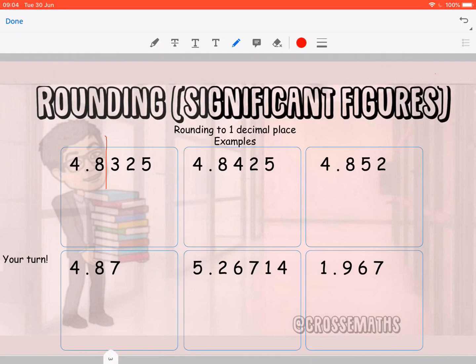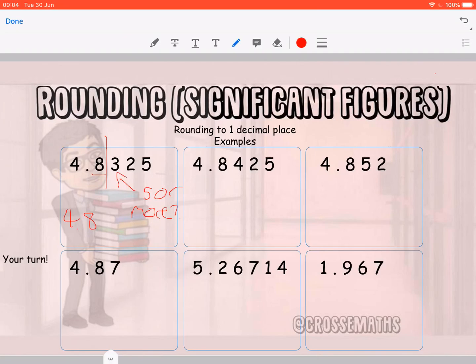The number I'm going to be rounding is this number 8 here. I've got to work out if this number here is 5 or more. Is it 5 or more? No, it's 4 or less. So the 8 just stays still, it doesn't round to anything, so your answer is just 4.8. Because we're doing it to 1 decimal place, we just chop off everything after the magic line. Everything after the magic line just goes, so my answer is 4.8.